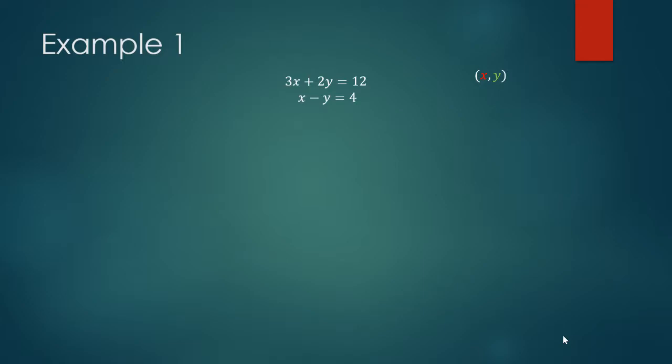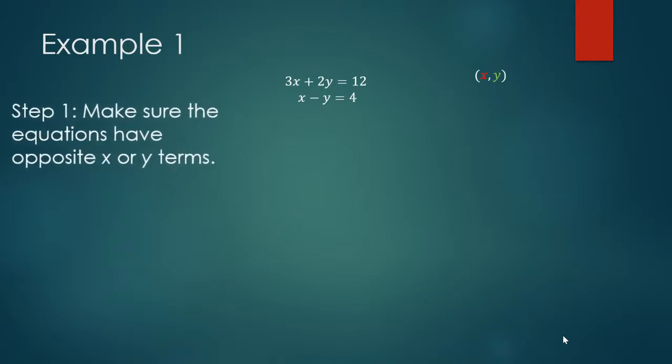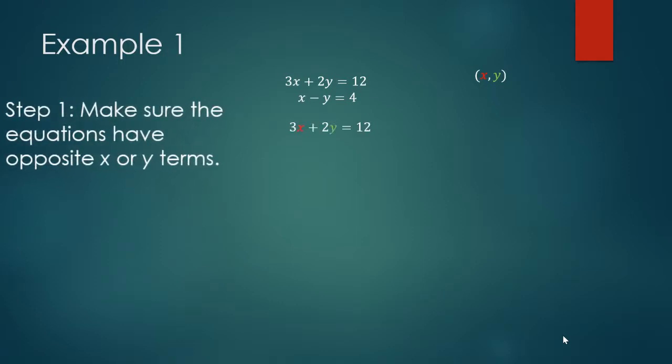Solving a system of equations using elimination, there are 4 steps to follow. Step number 1. Make sure the equations have opposite x or y terms. So we're going to copy our equations 3x plus 2y equals 12, x minus y equals 4. And what we're going to try to do is make one of these terms an opposite of the other term. So we could either do this one or this one. I'm going to stick to this one because all I have to do is multiply it times 2.